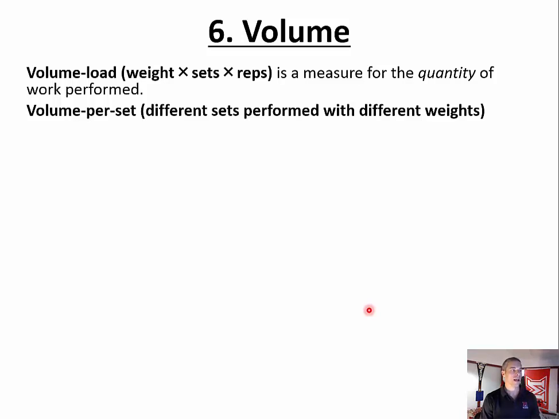With volume per set, let's say you have an individual athlete performing different sets for various exercises with different weights, then you may calculate volume per set, which takes more time to quantify, but again, taking the individual weight for each set and then multiplying that by the number of reps for that given exercise.